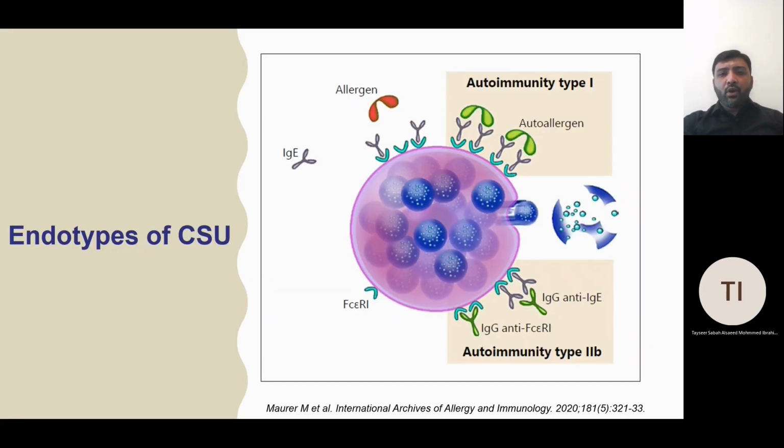In autoimmunity type 1 or autoallergic CSU, IgE autoantibodies act against self-antigens like anti-TPO or IL-24 or other self-antigens, in turn leading to the stimulation or activation of the mast cells and degranulation. In type 2B autoimmune CSU, IgG autoantibodies act against IgE or the high-affinity IgE receptor Fc epsilon R1, leading to mast cell activation and degranulation.